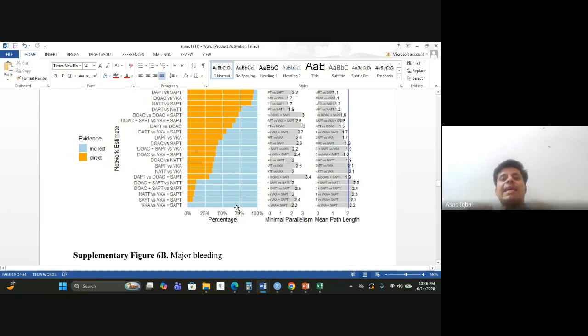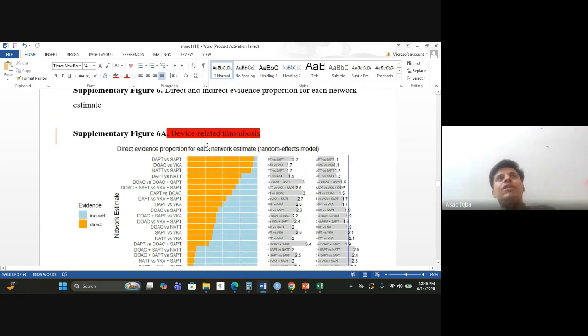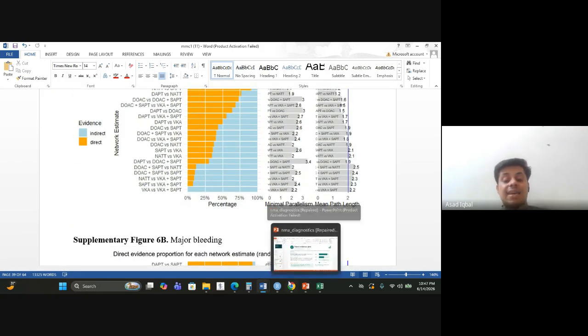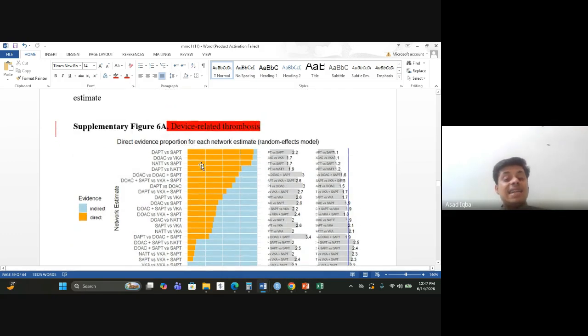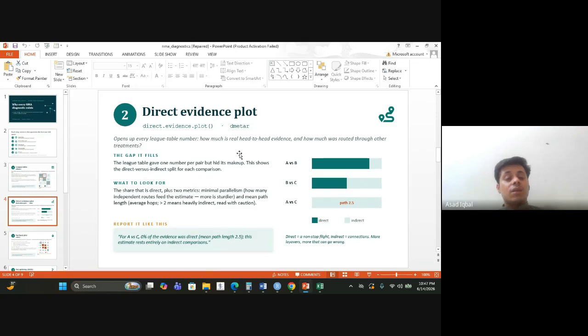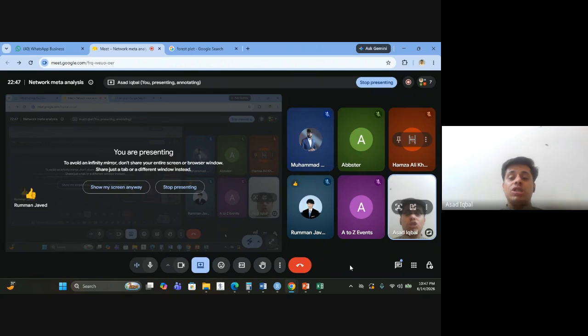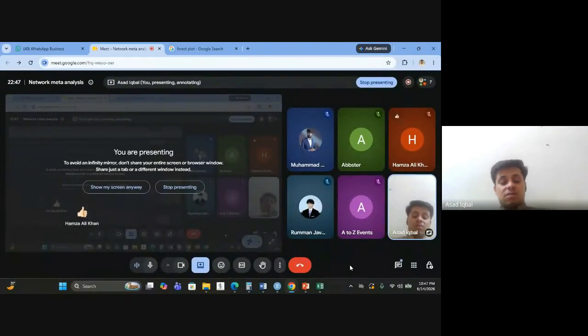That simply means it's like evidence from an observational study, while the yellow is like evidence you got from a randomized control trial, which has more value. I hope you got my point. So this was the second thing, which is called the direct evidence proportion plot. I hope you got my point. Let me know if there is any confusion up till now regarding the net graph, the table, or the direct evidence plot.